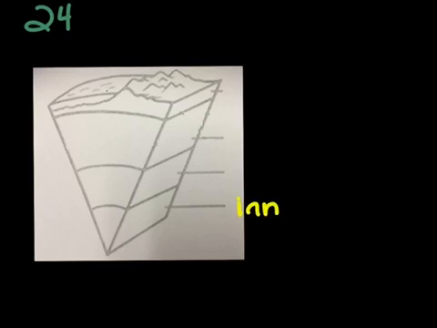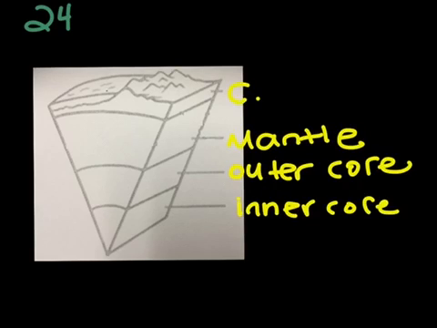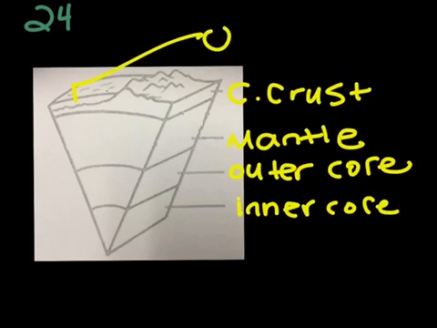Okay, number 24. These are just the layers of Earth's model. The bottom layer is the inner core, followed by the outer core. And then the liquidish layer is next. That is the mantle, followed by the continental crust. And then lastly, the oceanic crust is on the left over there.